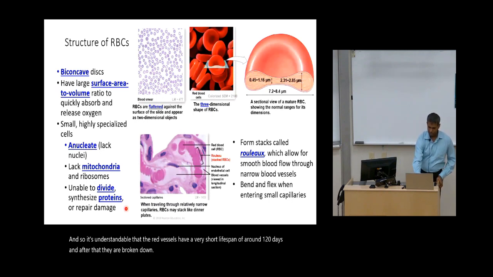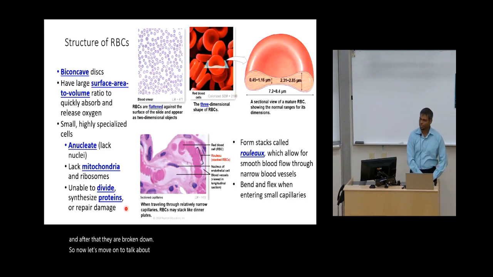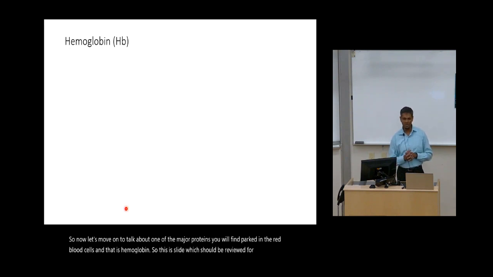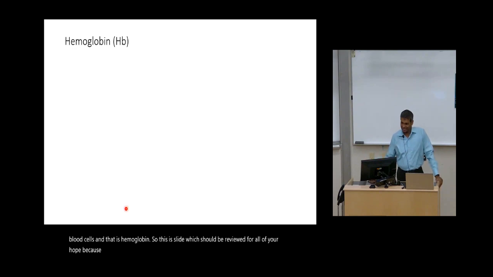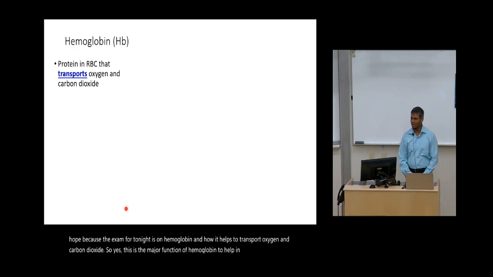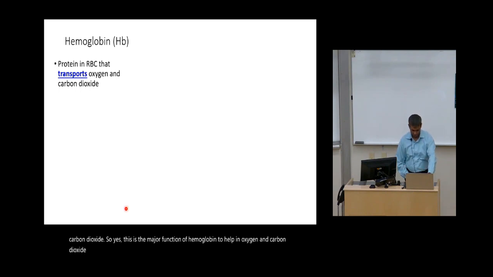So now let's move on to talk about one of the major proteins you will find packed in the red blood cells, and that is hemoglobin. So this is a slide which should be a review for all of you, I hope, because the exam tonight is on hemoglobin and how it helps to transport oxygen and carbon dioxide. So yes, this is the major function of hemoglobin, to help in oxygen and carbon dioxide transport.